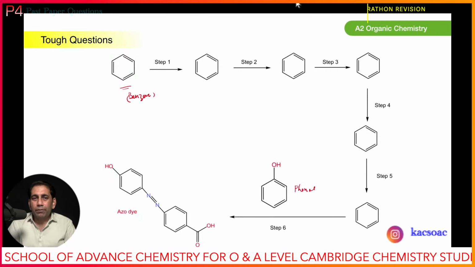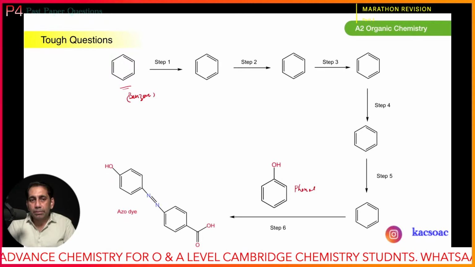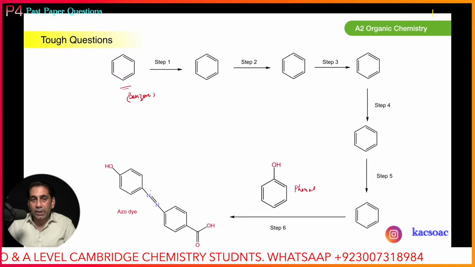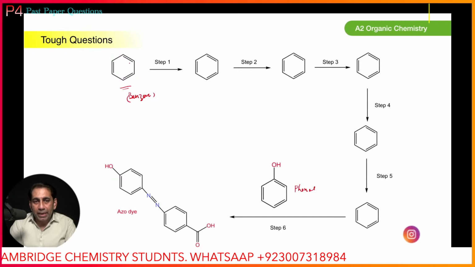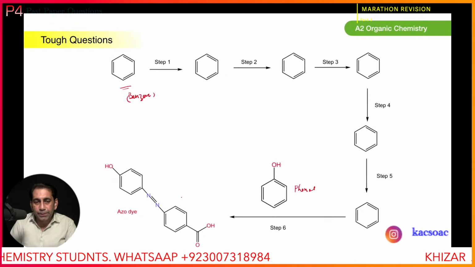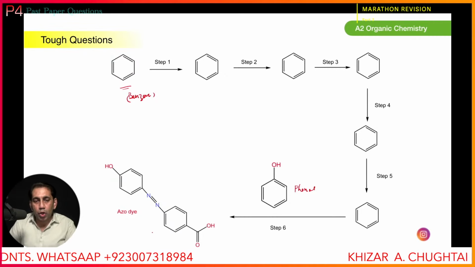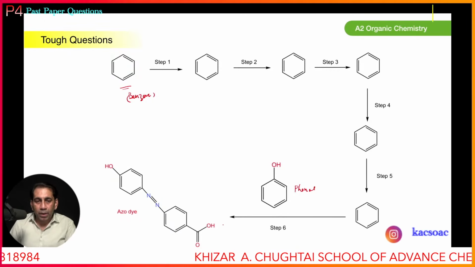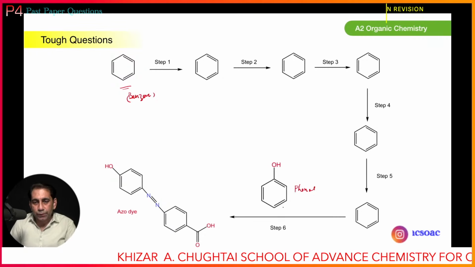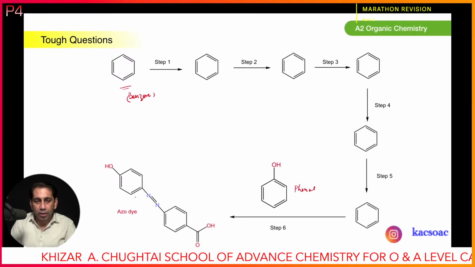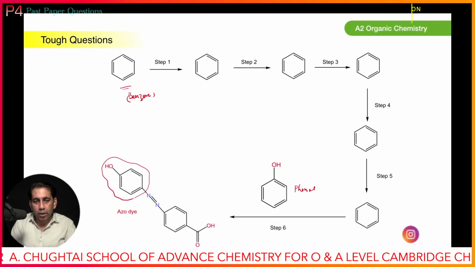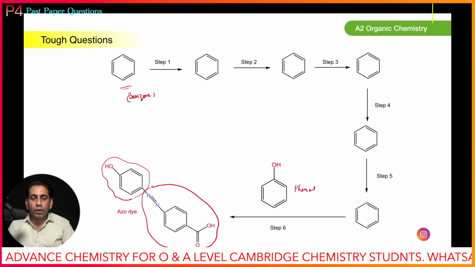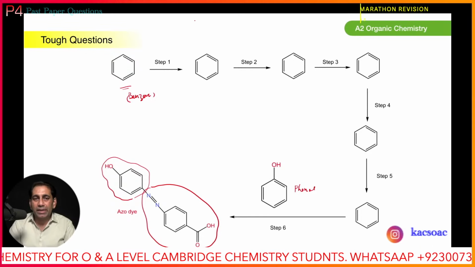So what is the difference between the very initial compound, benzene, and the last one, the azo dye? Here is the benzene as a starting material, and in this portion we have 2 benzene rings in a huge compound. But you have seen that in the final stage we have used phenol over here. Here is the phenol, this portion. So the rest of the portion is going to be synthesized from this benzene ring.